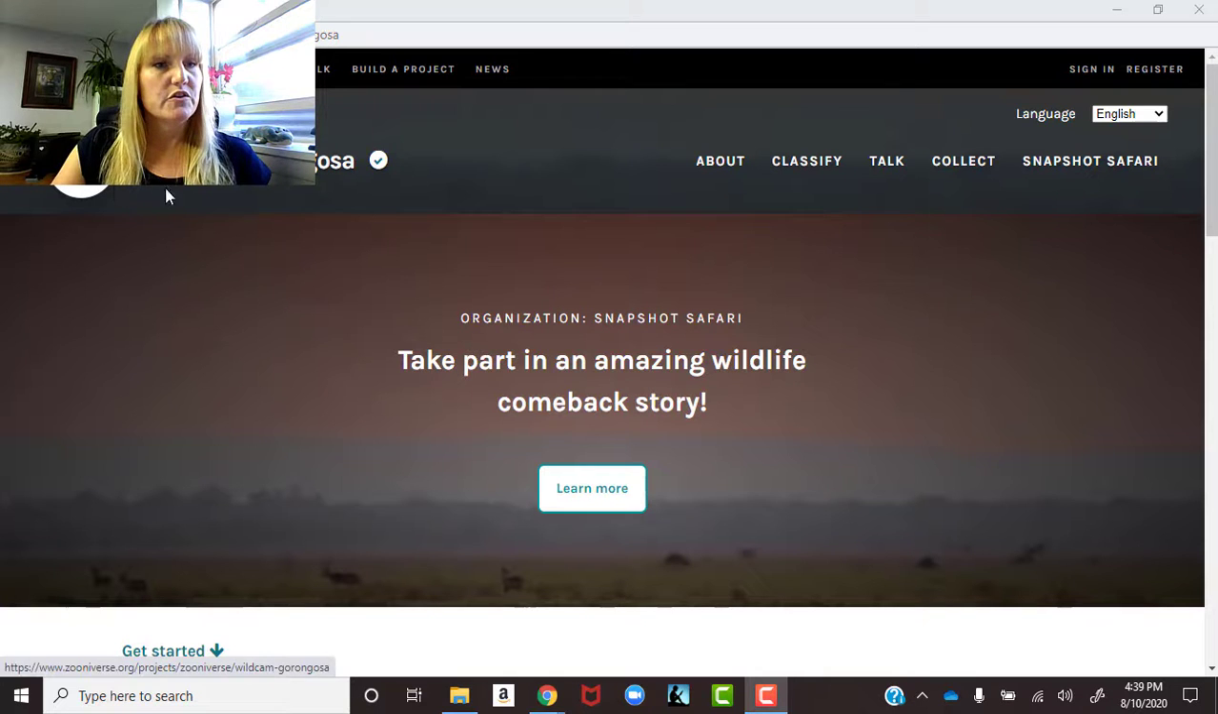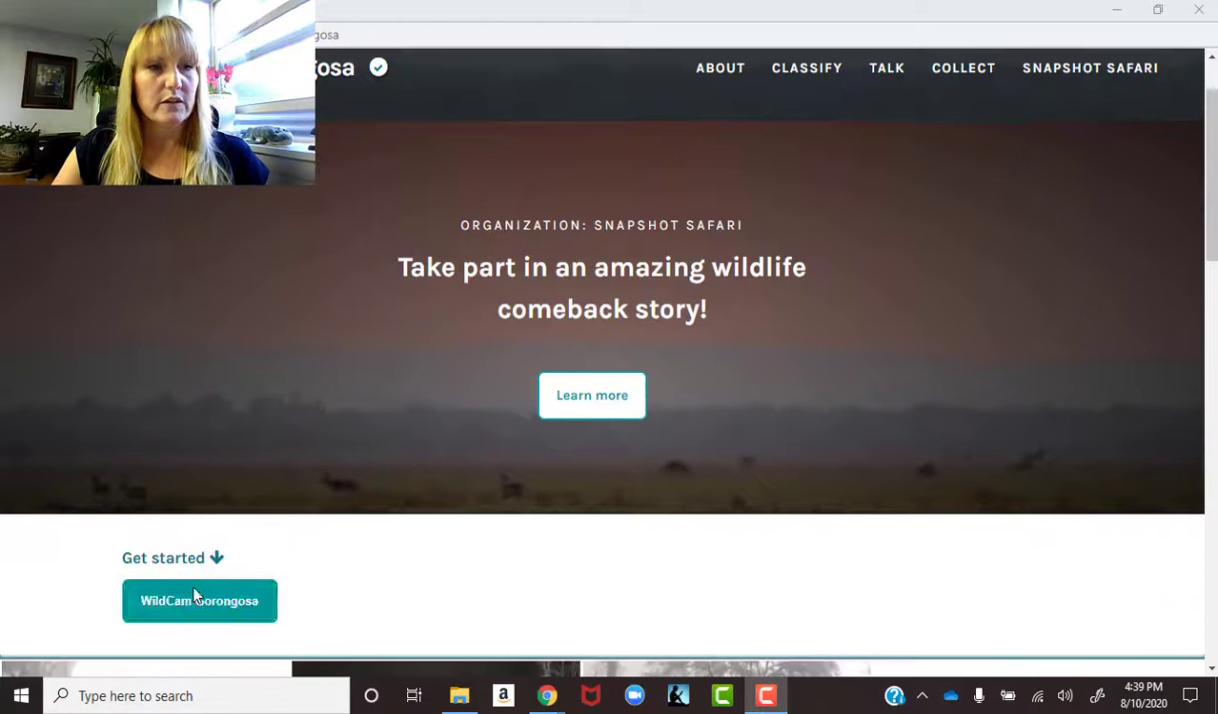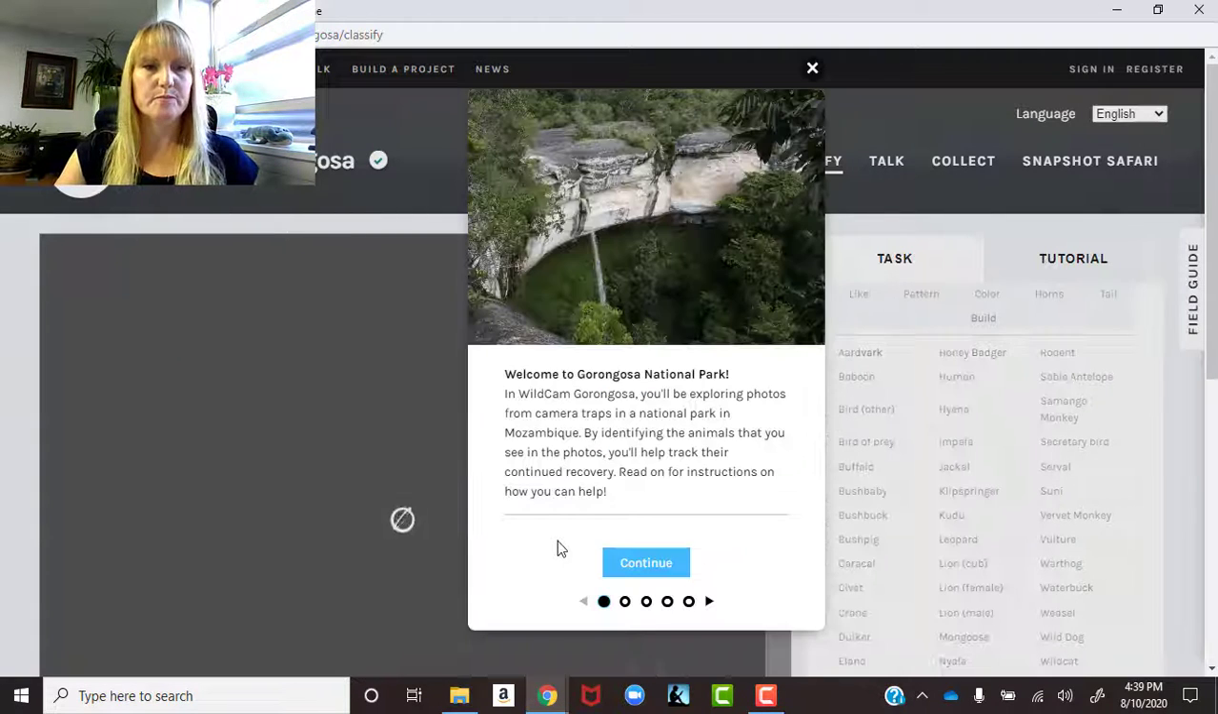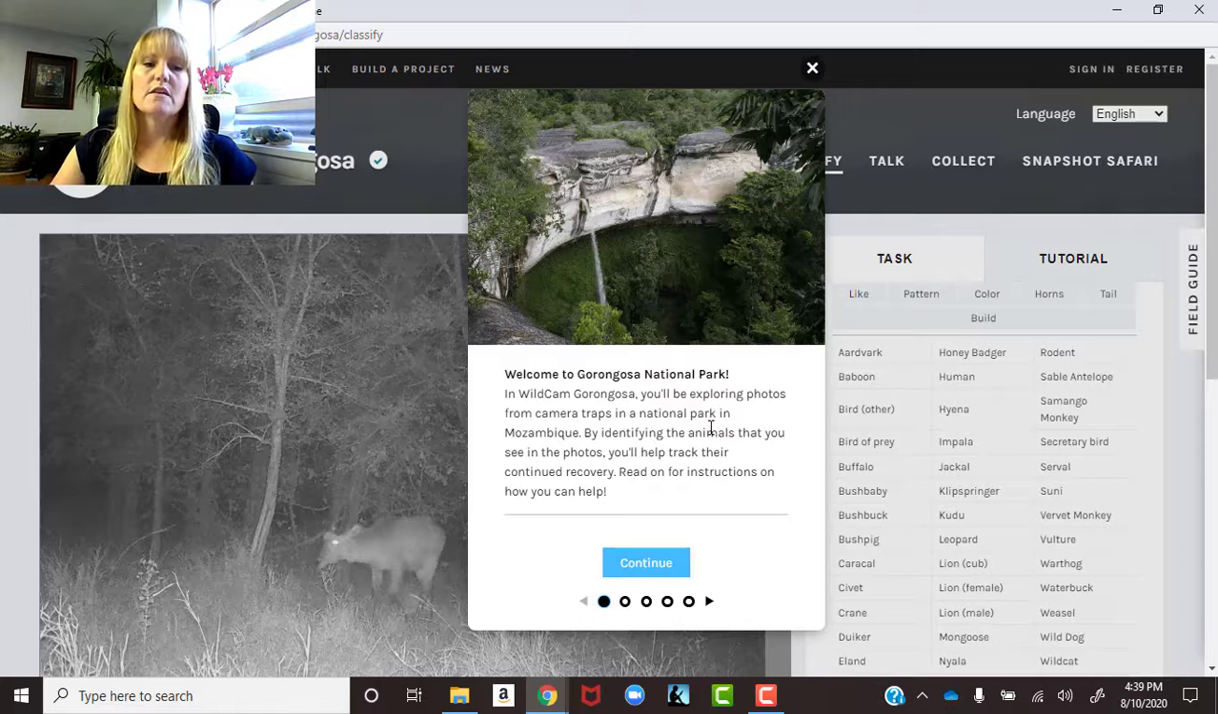Once you find your way here, it should say this Gorongosa Wildcam up here. Down here it says Get Started. So click on that link, Wildcam Gorongosa. Then this will come up. This little tutorial will come up that you can go through if you'd like. I'm going to essentially walk you through what is going on here.